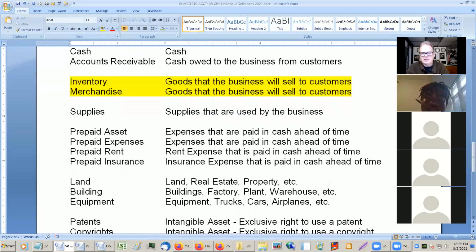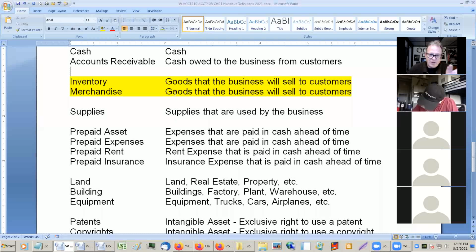Inventory and merchandise are the same thing, and that's the inventory that you plan on selling to customers. So if I was running a toy shop, if I bought this to sell to a customer, this would be inventory or merchandise. So when I bought it for $12, I'd write down I got a $12 whatever this thing. So that's your inventory. That's to be sold to customers.